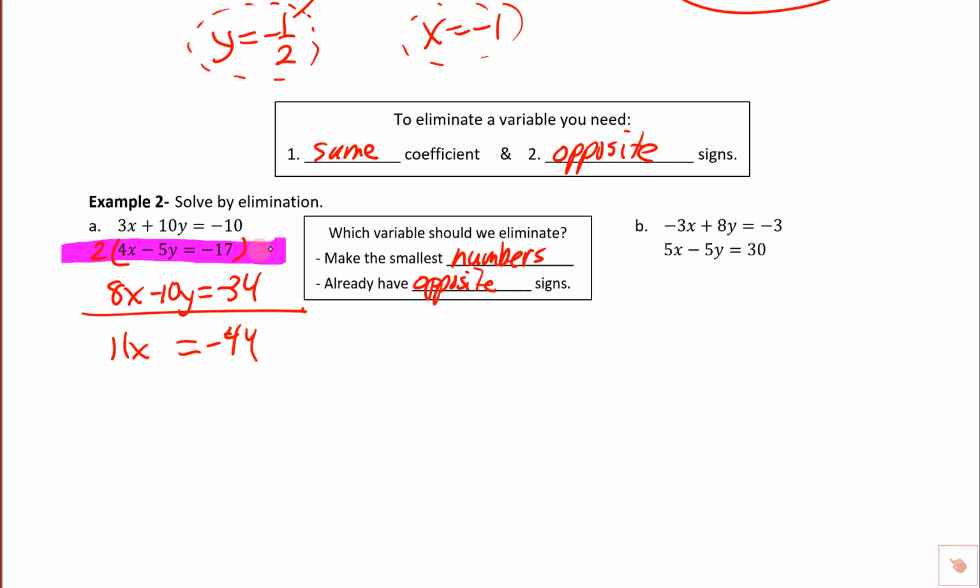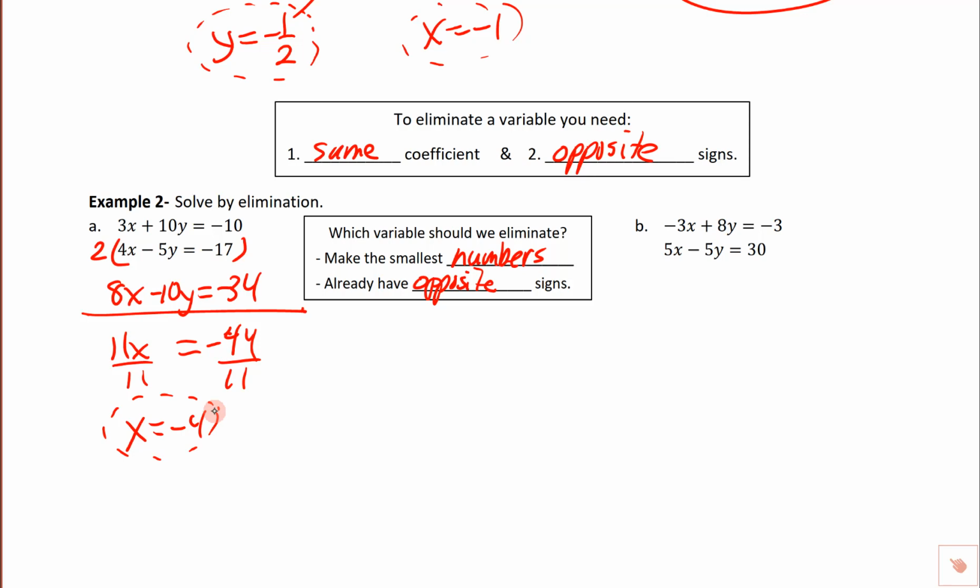Looks good. Okay. And we're going to divide both sides by 11. So we get x equals negative 44 divided by 11 is negative 4. Okay, there's the answer right here. Now when I say the answer, that's the answer for x. It's not the answer for the whole thing. So now we have to go back and figure out what y was.